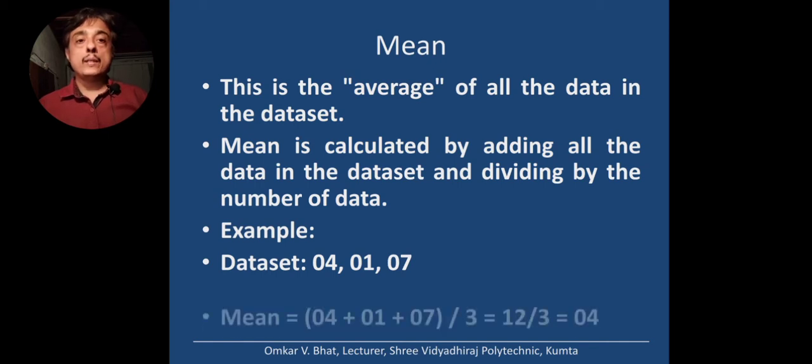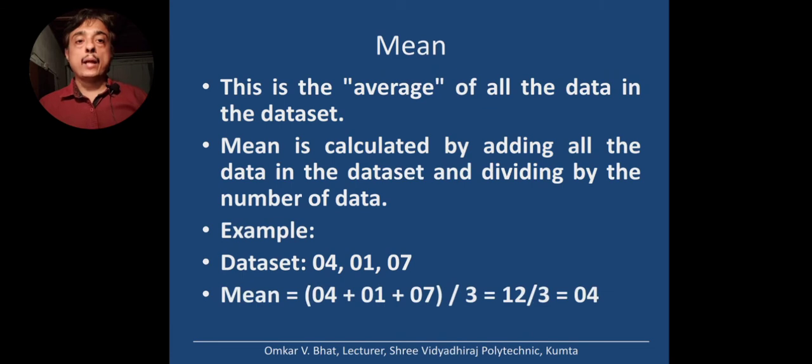For example, say a data set contains 3 data: 4, 1 and 7. So mean is calculated by adding 4, 1 and 7 and dividing the answer by 3. So if you add 4, 1 and 7, you will get 12. 12 divided by 3 is 4. Why divided by 3? Divided by 3 because there are 3 data in the data set. So the mean of this data set is 4.